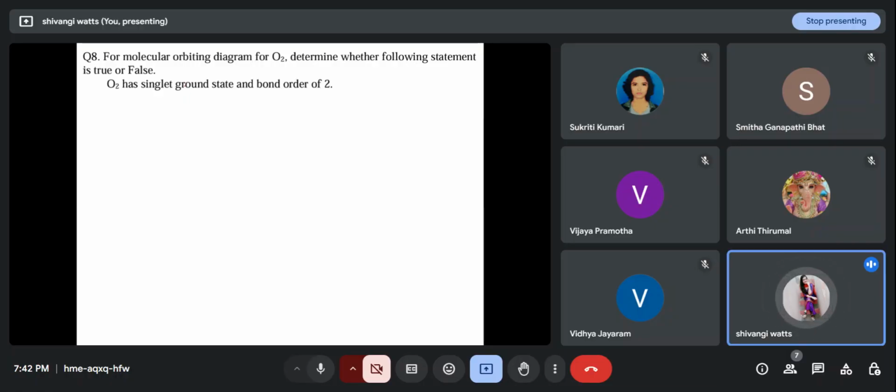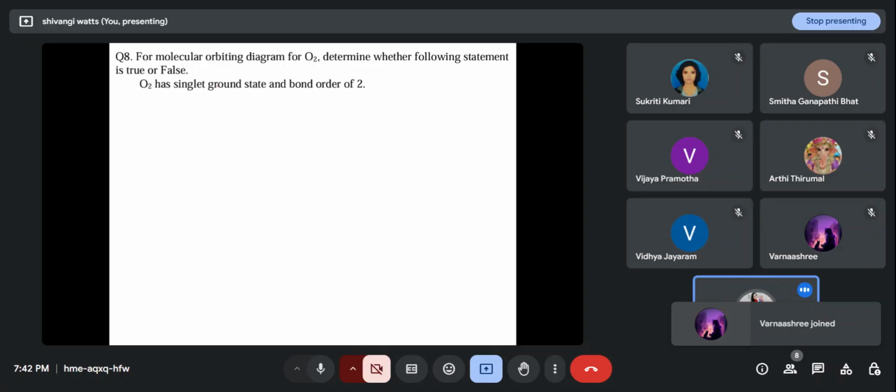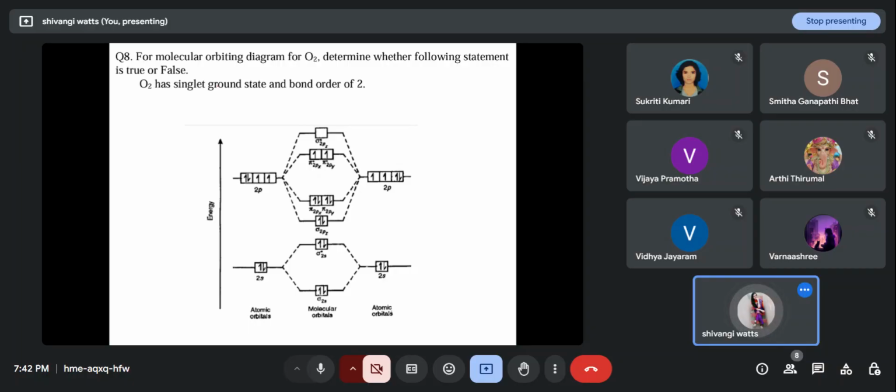And so this is a very easy question, and even in small classes also we will learn about this. So this is the molecular orbital diagram of the oxygen. So the oxygen, if you will see, the atomic number of oxygen is 8.